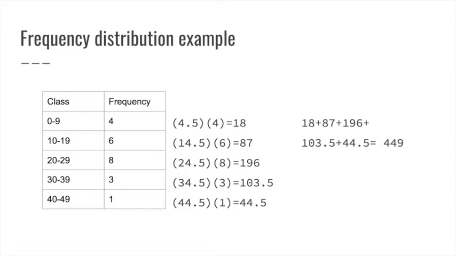And now what I want to do is divide that number by the total number of data values that we had, which we can tell by just adding the frequency column. Okay, so it looks like we had 22 data values there. So 449 divided by 22 gives us 20.4.